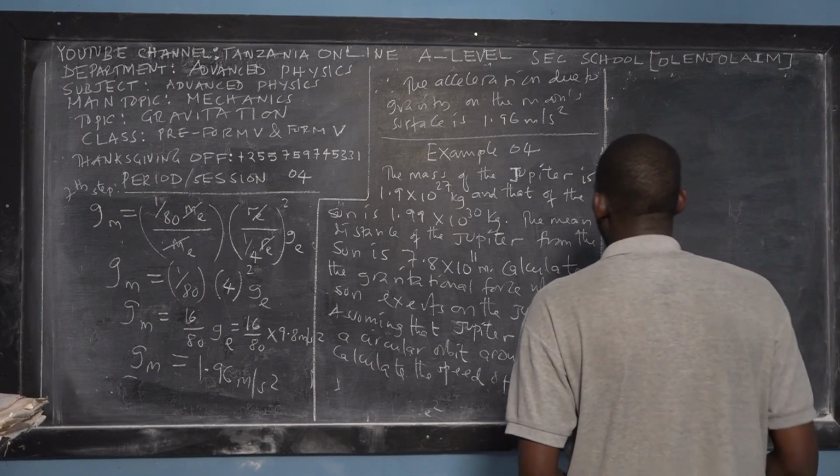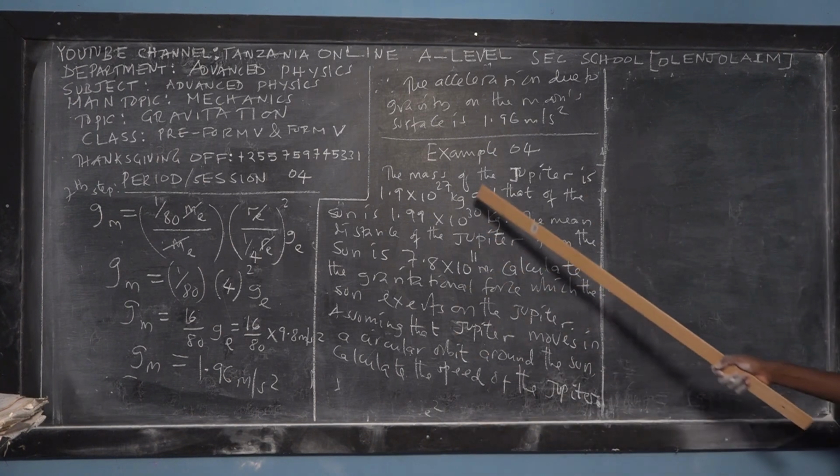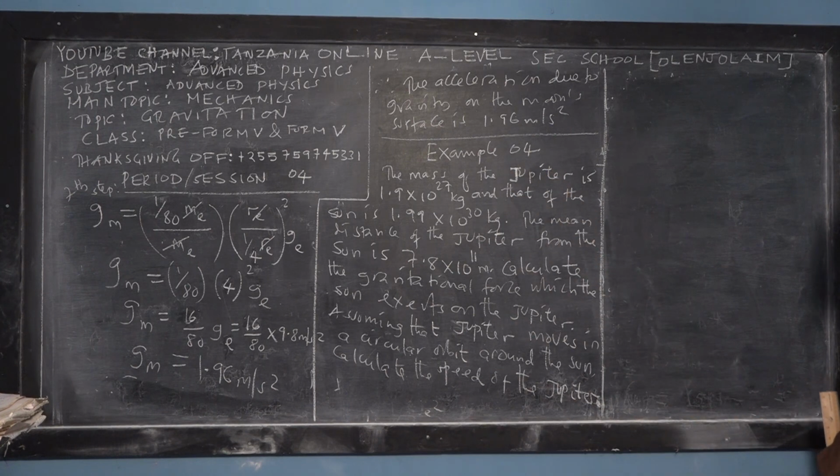The question said that the mass of Jupiter, the largest planet, is 1.9 times 10 to the 27 kilograms. It's heavier than the Earth. The mean distance of Jupiter from the Sun is 7.8 exponent 11 meters. Calculate the gravitational force which the Sun exerts on Jupiter, assuming that Jupiter moves in a circular orbit around the Sun. Calculate the speed of Jupiter.